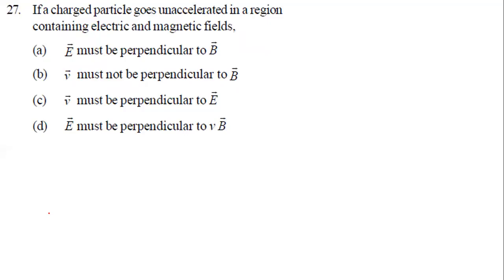Question number 27. If a charged particle goes unaccelerated, so acceleration must be zero, in a region containing electric field and magnetic field. Okay, in a region containing what now? Both electric field and magnetic field, when is it possible? Okay, unaccelerated means its acceleration becomes zero. So it means initial velocity becomes equal to final velocity. Now, first case, let us take the first case now.